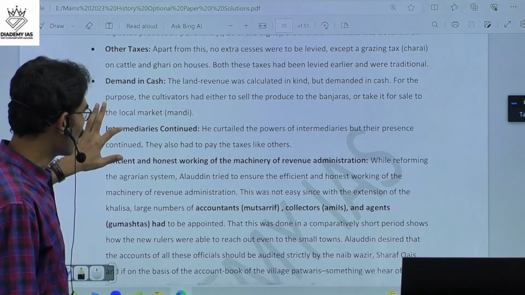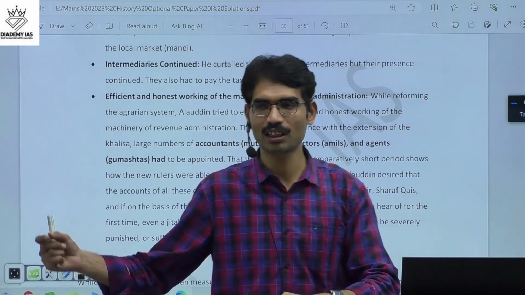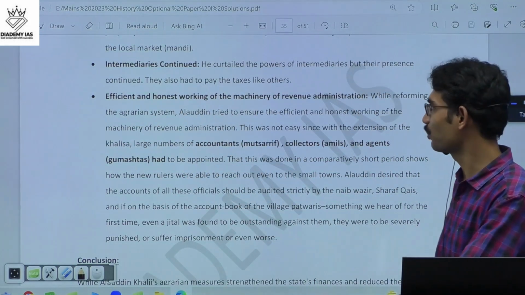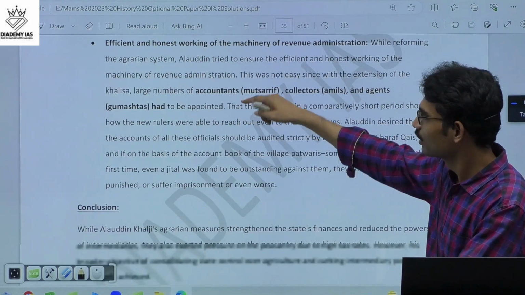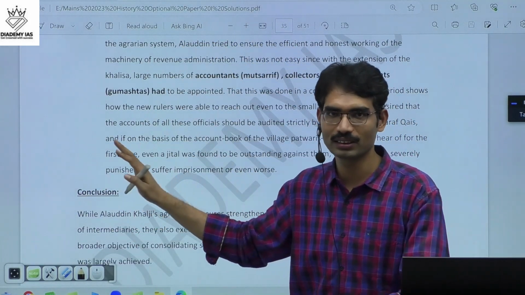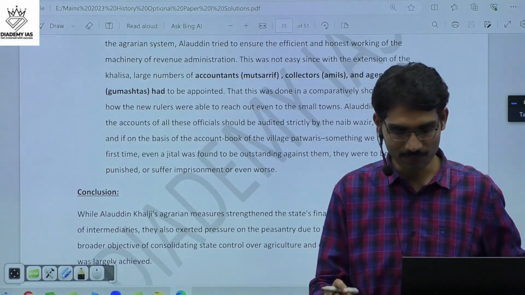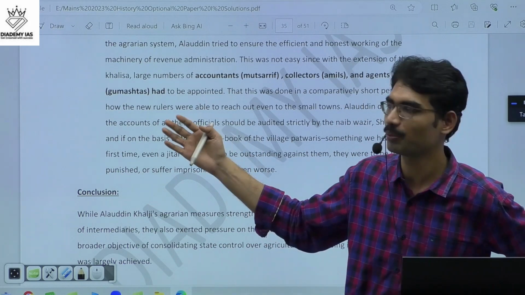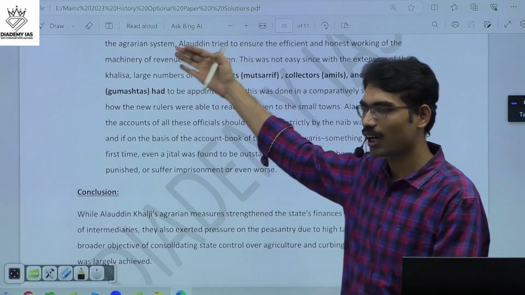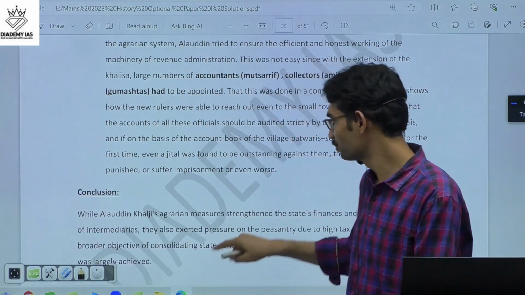And efficient and honest working of the machinery of revenue administration, he took this measure. It is asking what measures he brought as part of agrarian policy. So likewise, you list out the important measures. Straightforward question, one of the easiest questions in the paper. Curbing the power of Rajas, Zamindars, Barani illustration. You mention the source also, Ziauddin Barani. Barani is the main source, and according to Barani only, we know details about Alauddin Khalji's reforms.